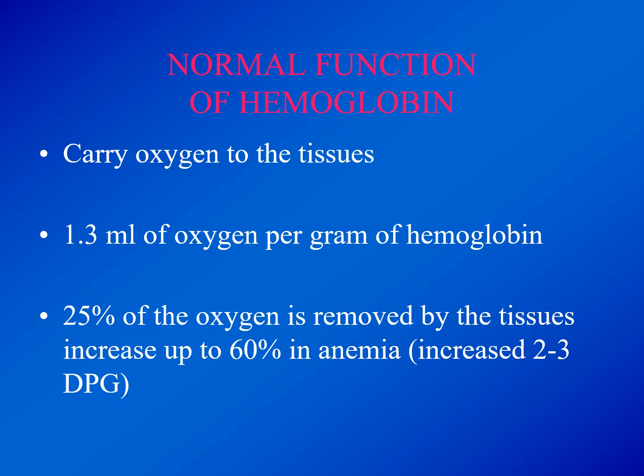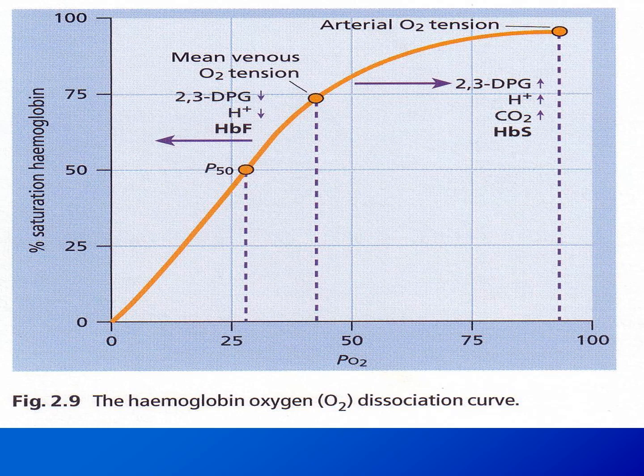As you know, the normal function of hemoglobin and the red cells is to carry oxygen to the tissues. 1.3 milliliters of oxygen is carried per gram of hemoglobin, and only 25% of the oxygen is removed by the tissues. This can increase up to 60% in patients with anemia due to increase in the amount of 2,3 DPG. The oxygen hemoglobin dissociation curve is also important for the delivery of oxygen to the tissues.